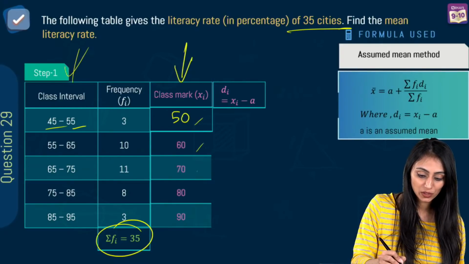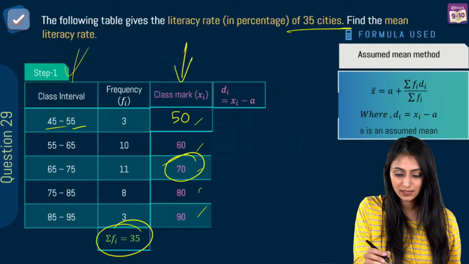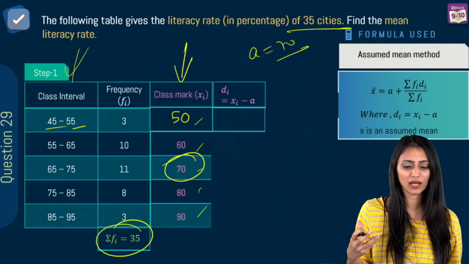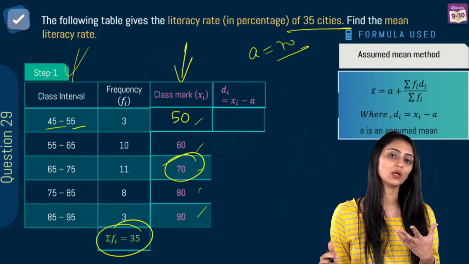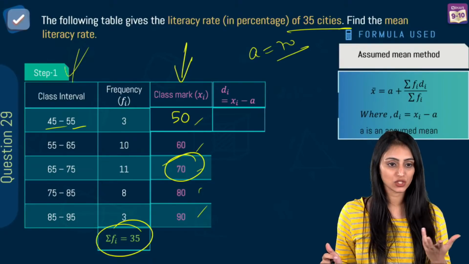Right? So 1, 2, 3, 4, 5. 5 values are here. So let's say the assumed mean in this case is 70. You generally pick up the middle value. Even if you do not pick up the middle value, the final answer will still remain the same. We do it just to make the calculation simple.